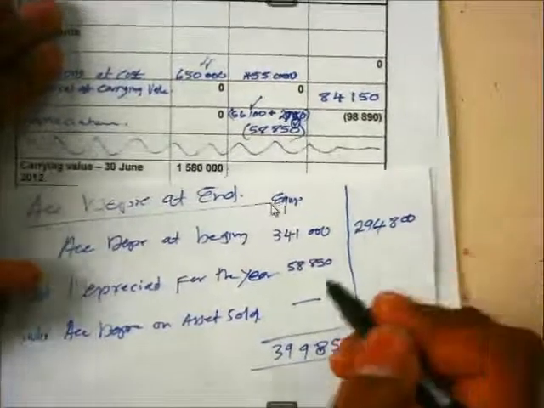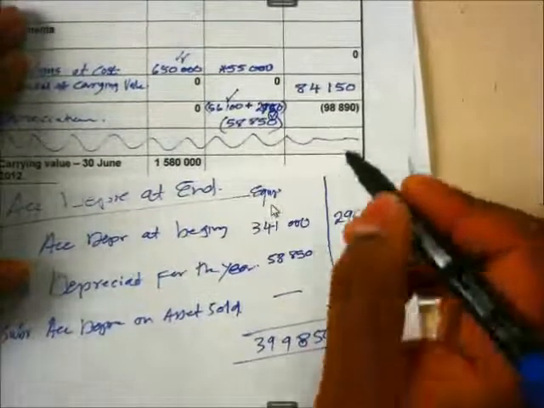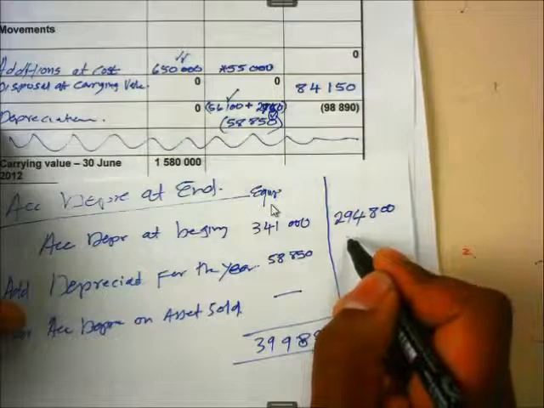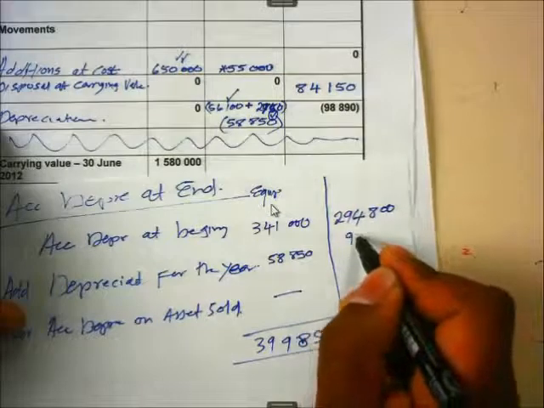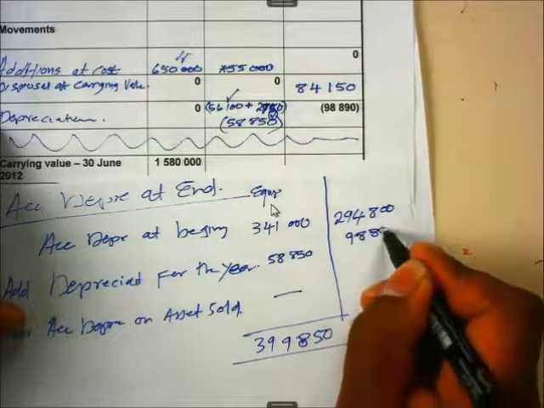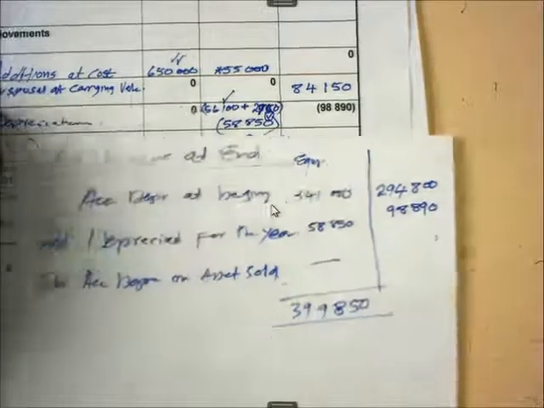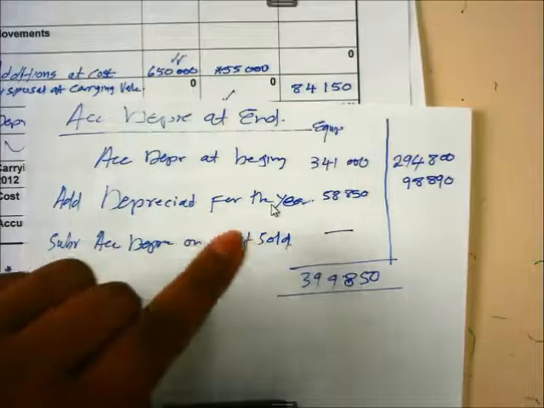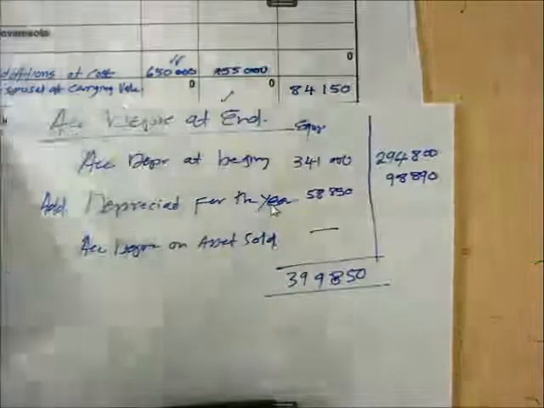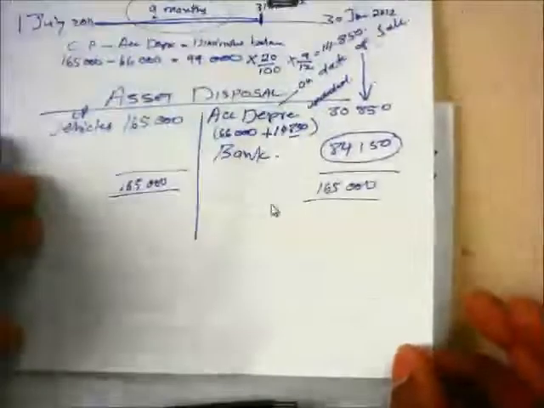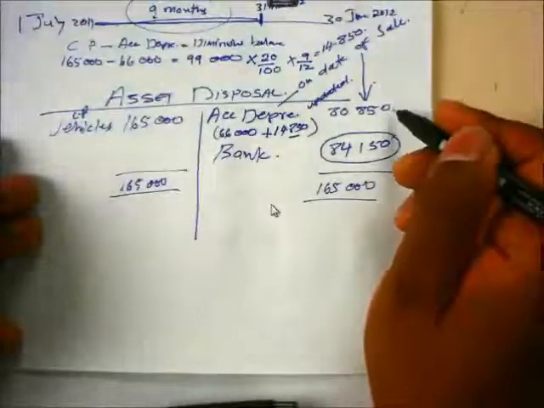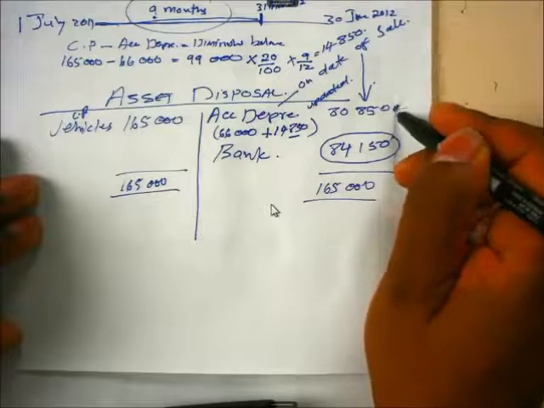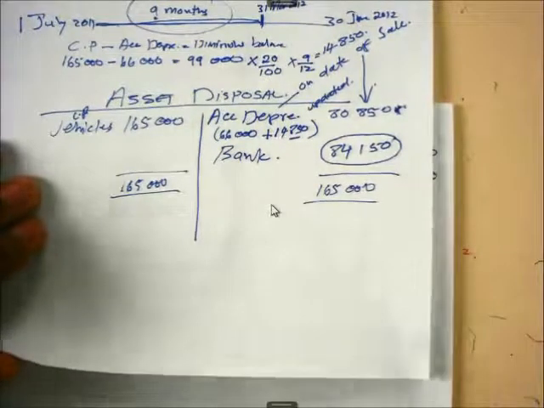We add depreciation for the year. We have been given depreciation for the year of 98,890. And then I said subtract accumulated depreciation on assets sold. Where am I going to get that? I'm going to get that from my asset disposal. This amount, accumulated depreciation on asset sold, is 80,850.